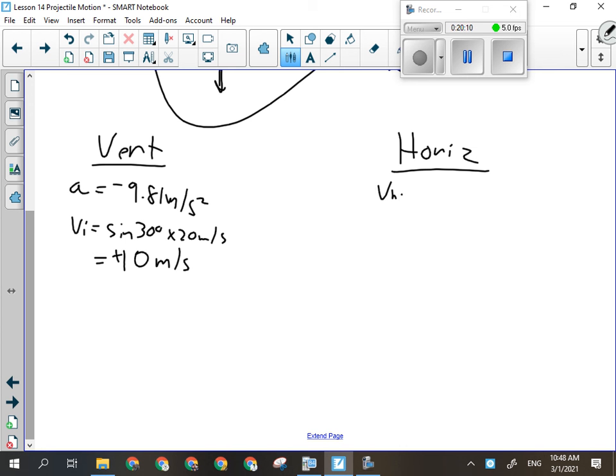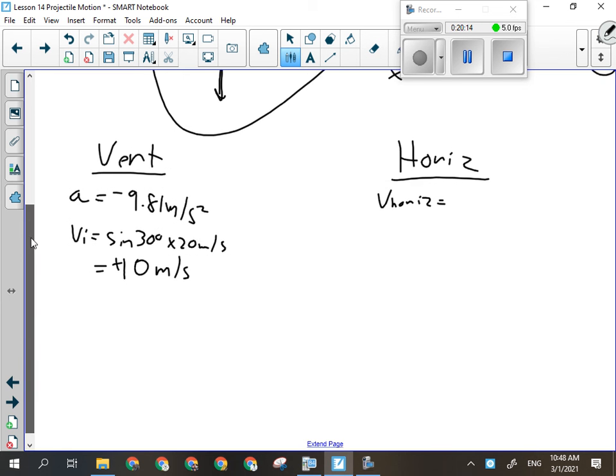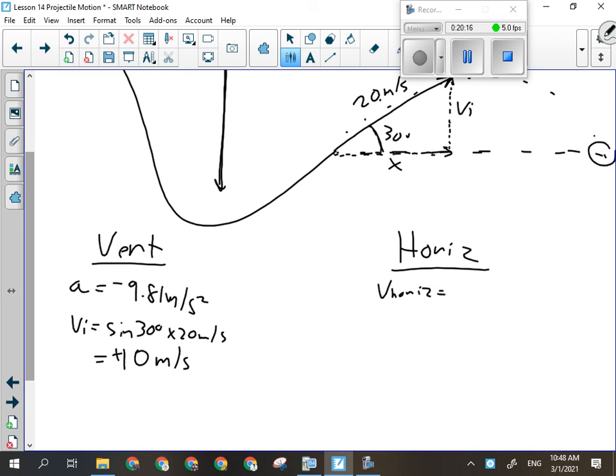So let's find out what the horizontal part of this is. We'll call it V horizontal because we know it's not going to change. That's the x component of this triangle. So what trig function do I use for that? Cos. Right? So I'm going to go cos of 30 degrees times 20 meters per second.